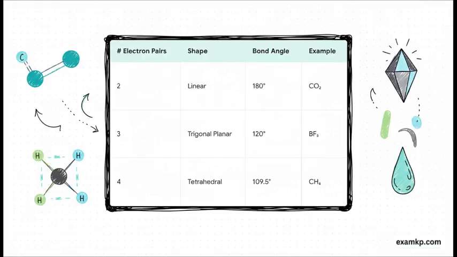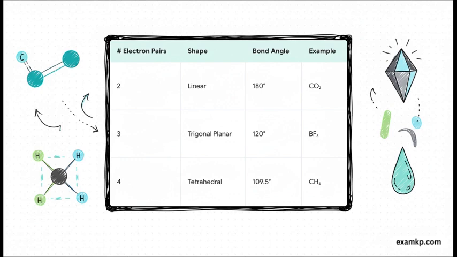Take a look at the table. If a central atom has 2 electron groups, like our old friend carbon dioxide, they are going to push to opposite sides, a 180-degree angle, and make a straight line, or linear. Got 3 groups? They'll form a flat triangle with 120 degrees between them. And with 4, you get a 3D shape called a tetrahedron with perfect 109.5-degree angles. These are our ideal basic blueprints.